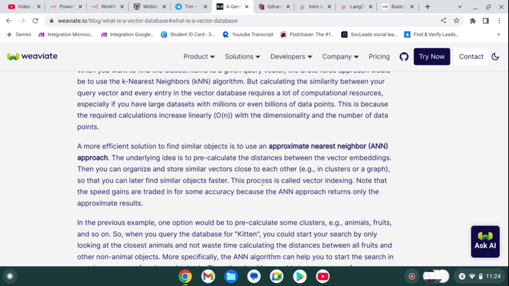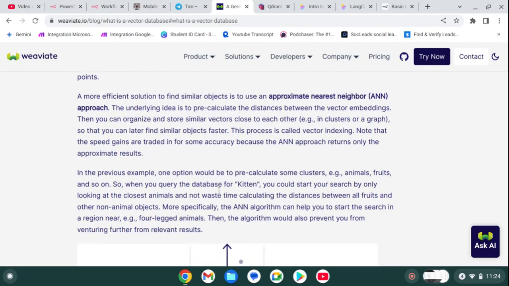So we use vectors. A more efficient solution to find similar objects is the approximate nearest neighbor (ANN) approach. The underlying idea is to pre-calculate the distance between the vector embeddings. Then you can organize and store similar vectors close to each other, for example in clusters or a graph, so that you can later find similar objects faster. This process is called vector indexing.